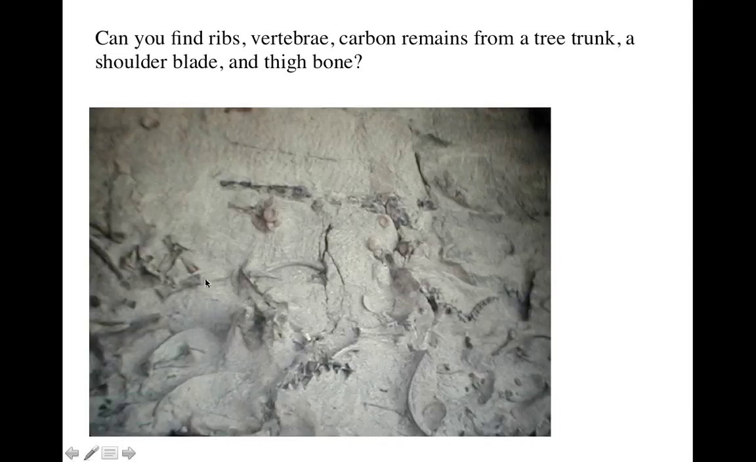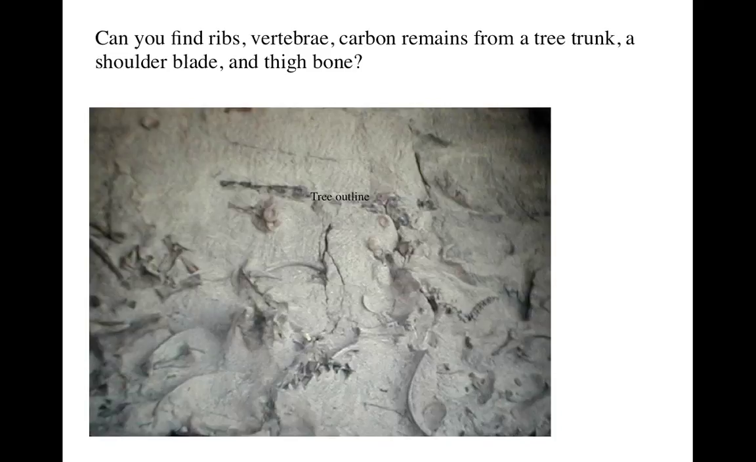And the wall that these are in, this layer, has been uplifted, so it's almost vertical. It's like looking at the wall in our classroom and having it be covered in dinosaurs, only huge. It's very big. Can you find ribs? Can you find vertebrae? Can you find some carbon remains from a tree trunk? That means, can you see some black stuff, like coal, left over from a tree trunk? Can you see a shoulder blade? Maybe a thigh bone?